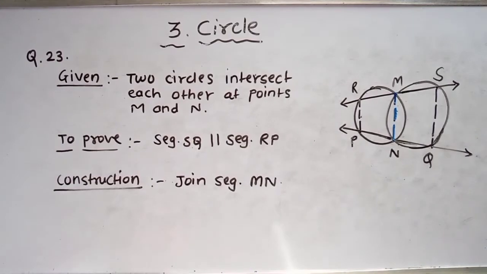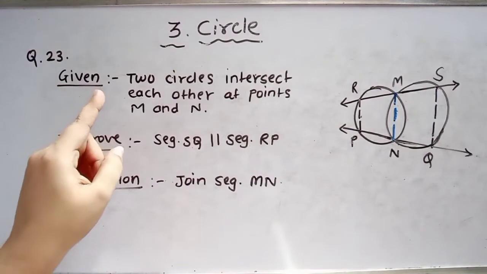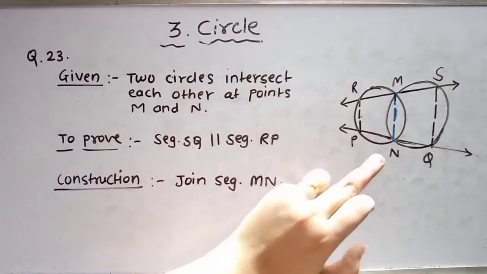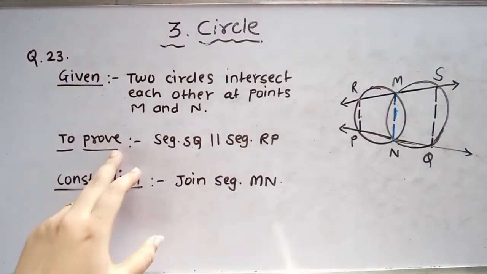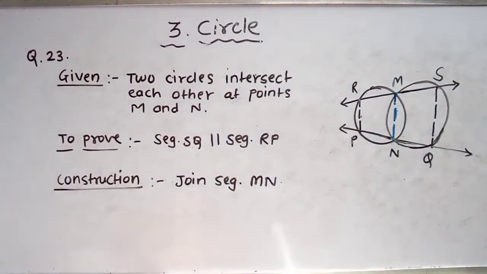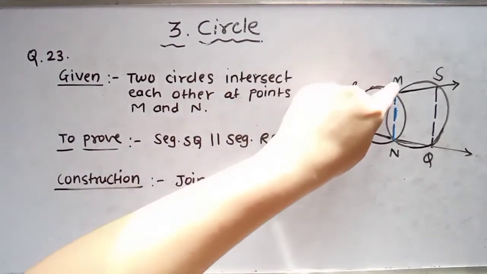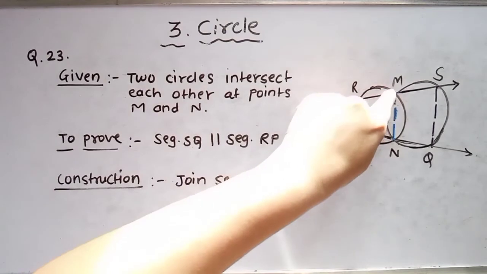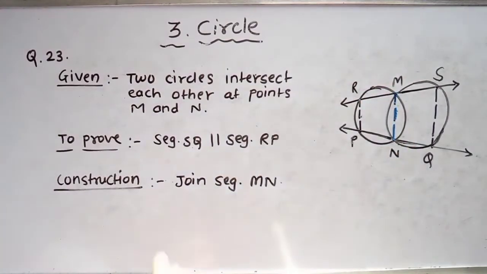Okay. So first we have to write the given part, then to prove, then construction. So see here, given is what? Two circles intersect each other at points M and N. What we have to prove? These two segments are parallel to each other, means segment SQ parallel to segment RP, and construction, join segment MN. You have to join these two points with the segment MN. Okay, so this is the given, to prove and construction part. Now we will see how to write its proof.